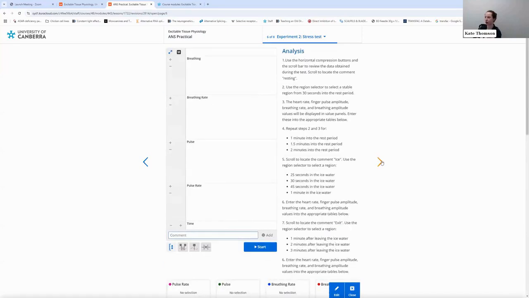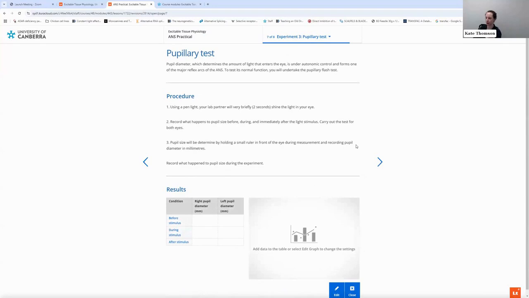And then finally, we finish it off with a simple pupillary test. We also test that during the stress test and show that big dilation when they jump in the ice bath. And then we also do a pupillary light reflex to finish it off as another demonstration of autonomic functioning.